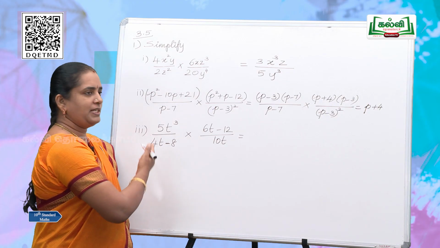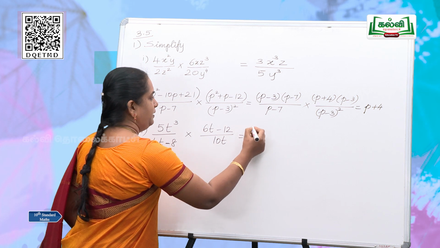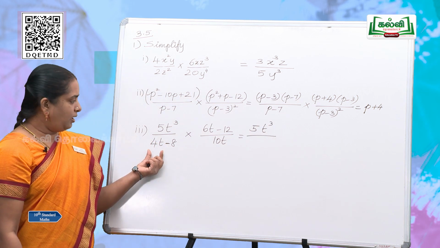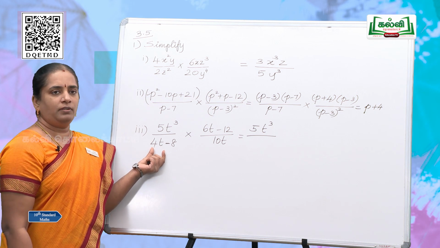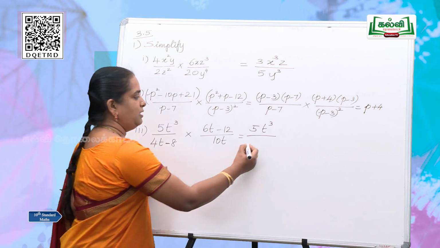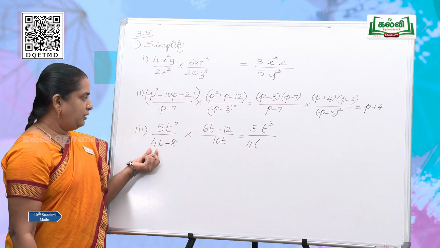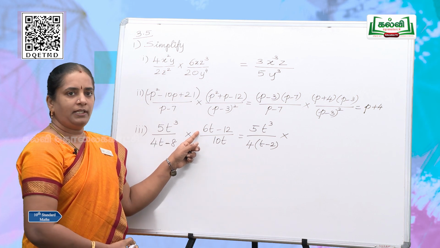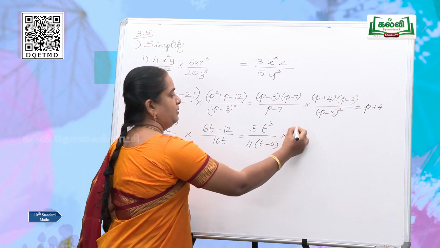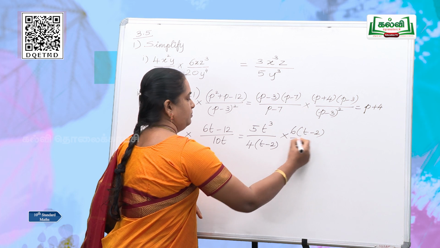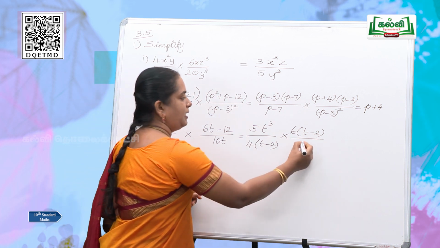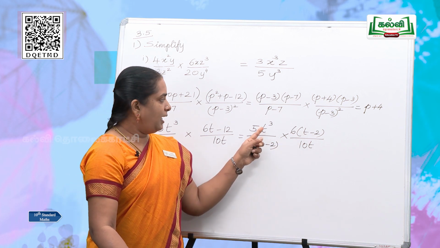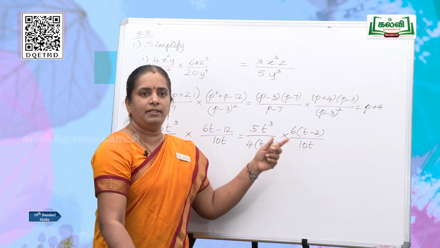Here the numerical coefficient is 5 and t cube is already factorized, and the denominator has 4 common. So, we can factor out 4 as a numerical coefficient: 4 into (t minus 2). In the numerator we can factor out 6: 6 into (t minus 2), and in the denominator 10t, which is already factorized. So, t minus 2 will get cancelled and t cube divided by t becomes t square.